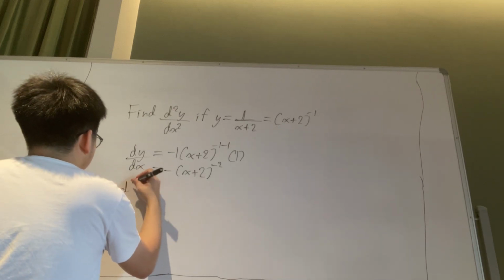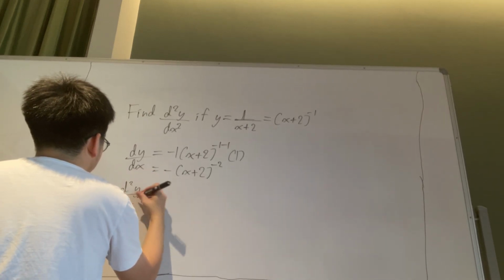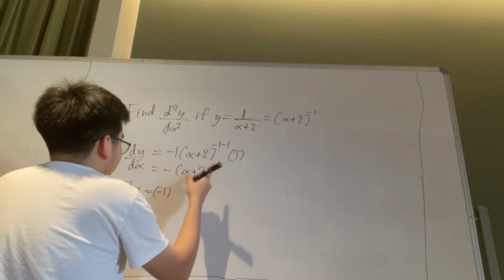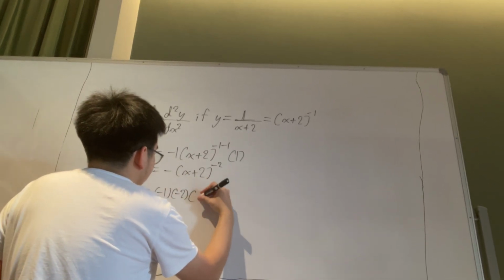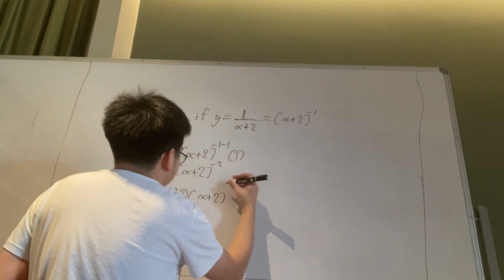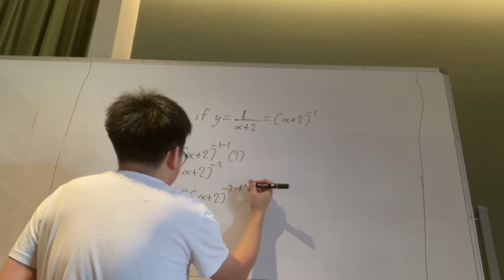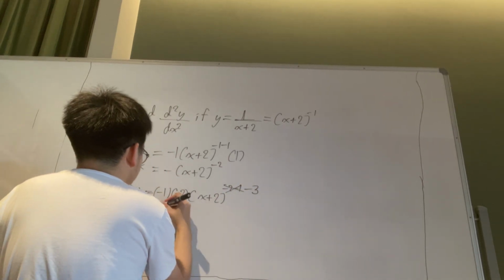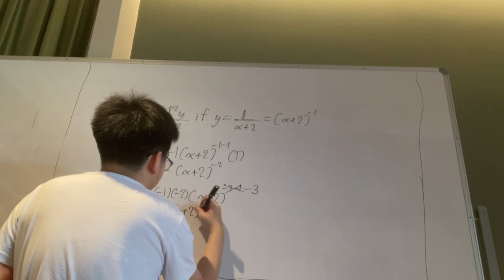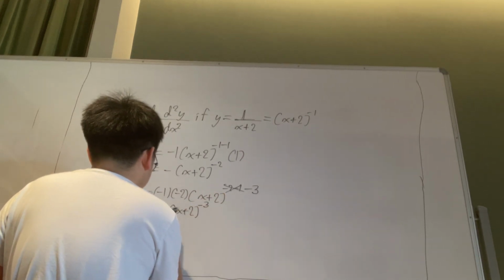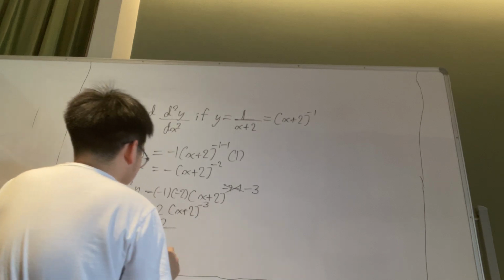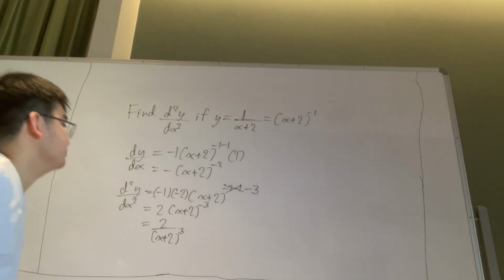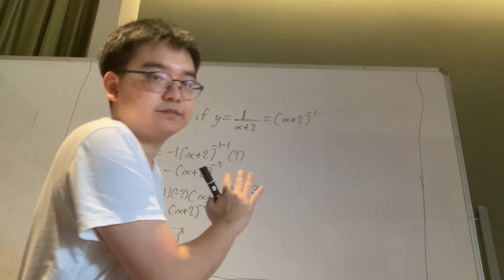Now I have to take the derivative again to get the second derivative. So that's negative 1, bring a negative 2 down this time, then x plus 2, and then minus 2 minus 1, which is minus 3, which becomes 2 times (x plus 2) to the negative 3. Since this is the final result, we can put this in a nice form as 2 over (x plus 2) quantity cubed. Done.